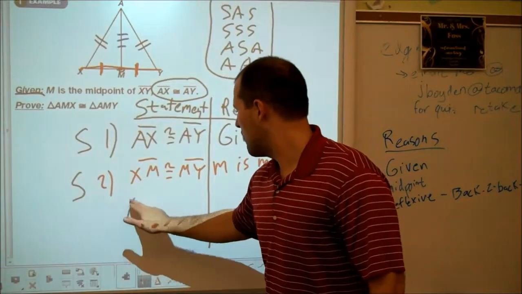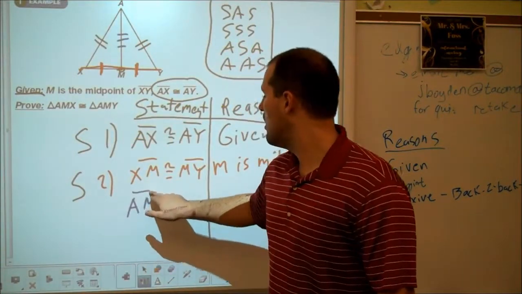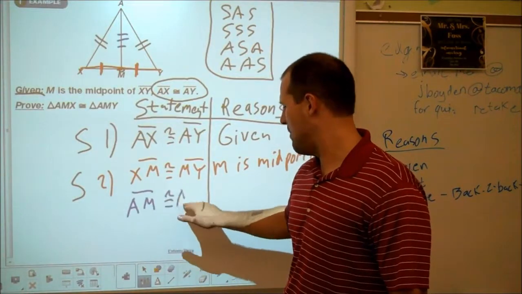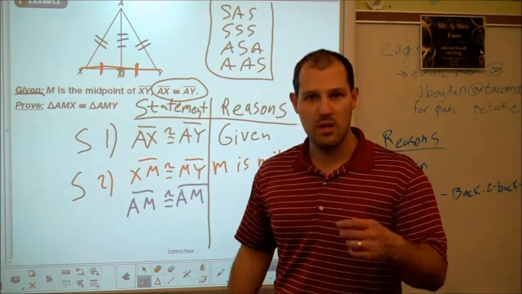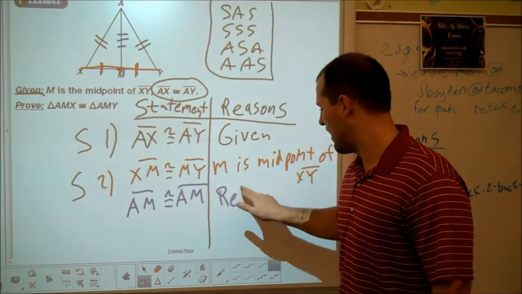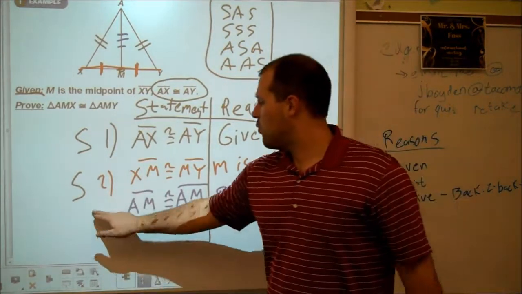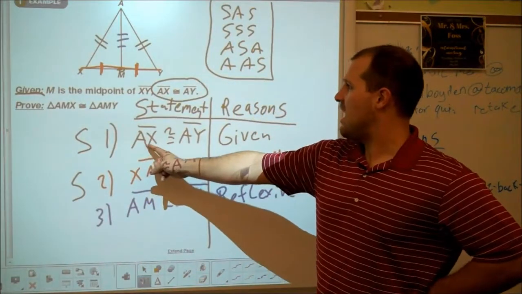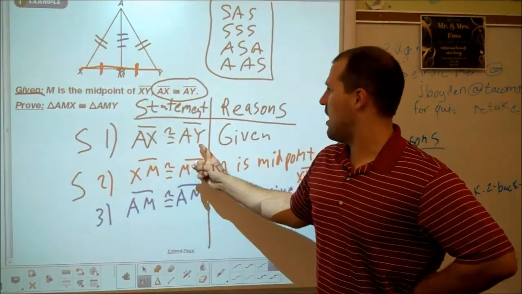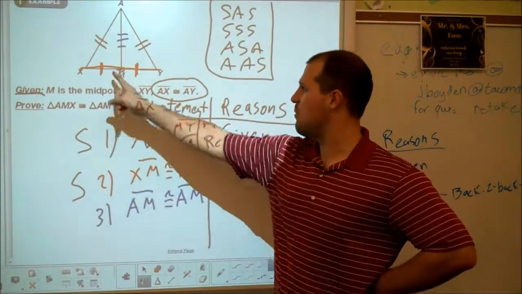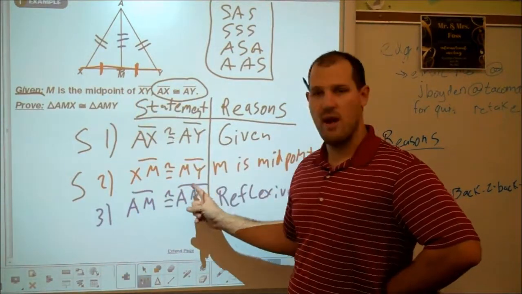So that side goes from A to M. That's the left triangle. On the right triangle, it's also A to M. And that can be really, really confusing for people. Let me write down that it's reflexive, and then I'll explain it. Here's the deal. In our first statement, we talked about AX. AX was on the left triangle, and AY was on the right triangle. Left, right. In our second statement, XM was on the left triangle, and YM was on the right triangle.